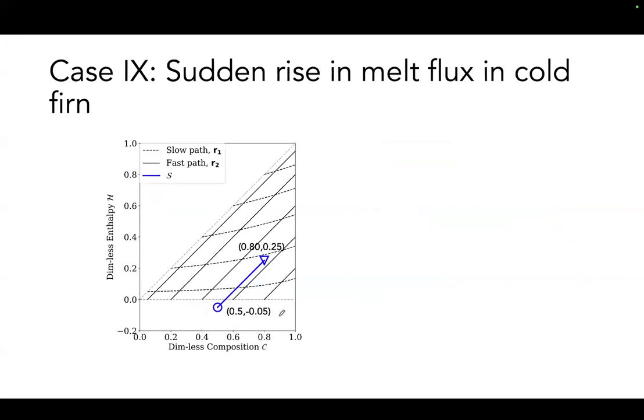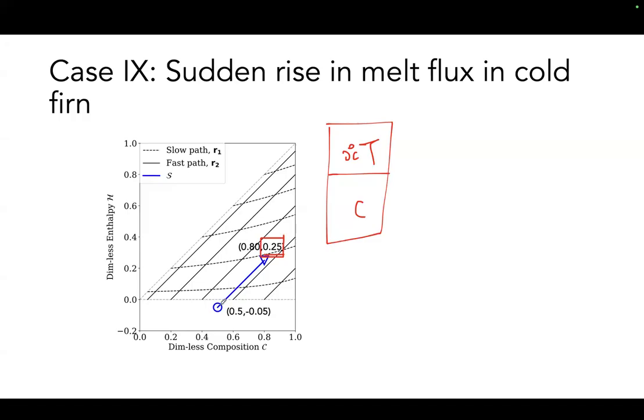Next, the case is the opposite, where we have a sudden rise in melt flux on top of cold firn. So in this case, the top layer is temperate, and this is cold. The temperature here is 0 degrees Celsius because we have liquid water, and it's 25% liquid water content, and 1 minus 0.8 plus 0.25, which is 0.45, 45% porosity. And in that 45% porosity, 25% is liquid water content.